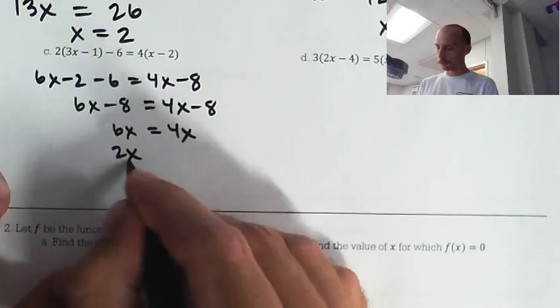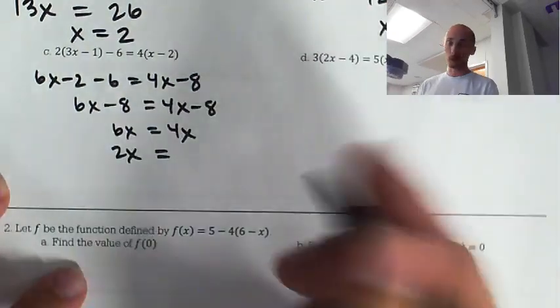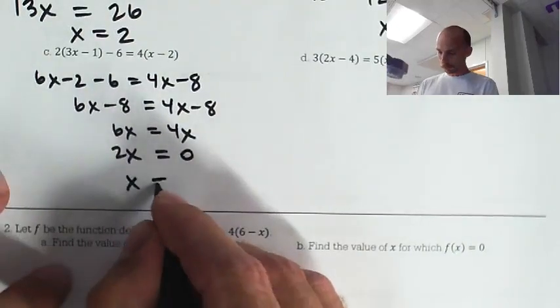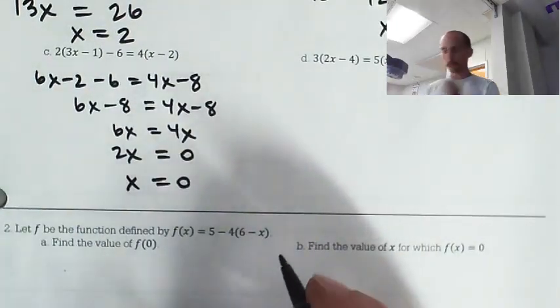Subtract 4x from both sides. That'll be 2x equals 4x minus 4x. That'll be 0. And if 2 times a number is equal to 0, that means that number has got to be 0. And that's the way that can work out.